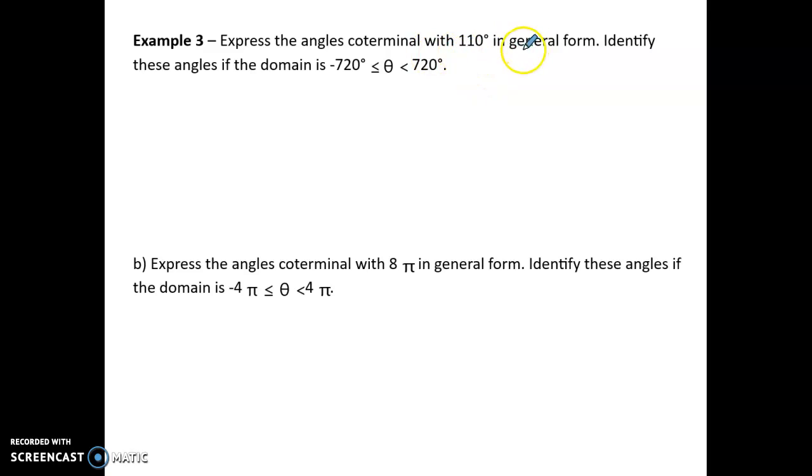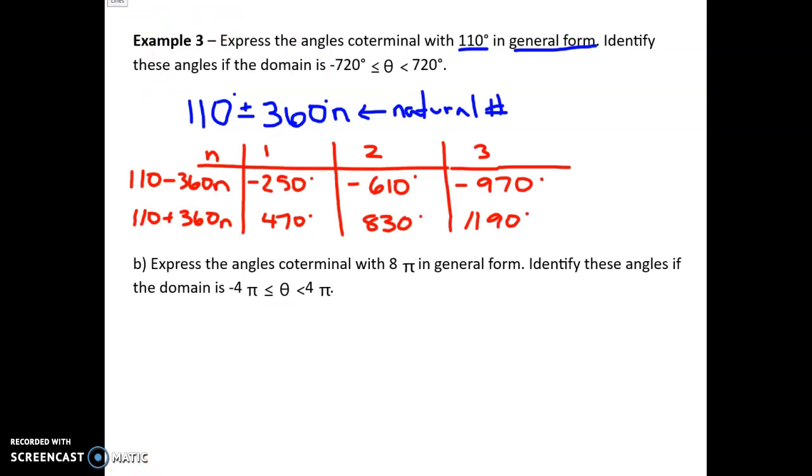Now let's try general form. So if I'm starting with 110 degrees, and I want to figure out in general form what these angles are, we would basically be adding or subtracting 360 degrees times n, and n represents any natural number. So now let's just look at what would happen if we plug in different numbers for n.